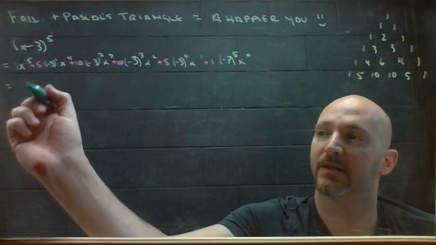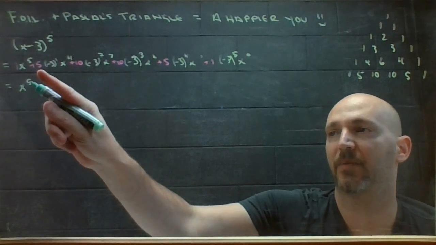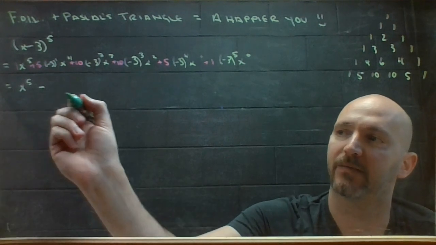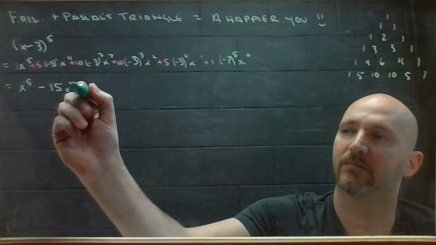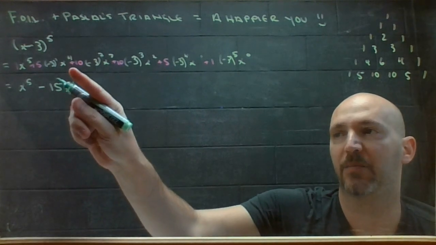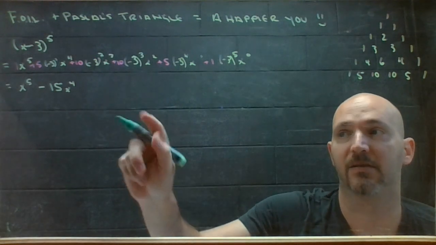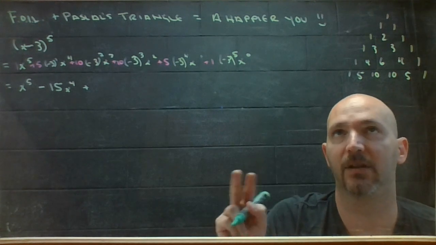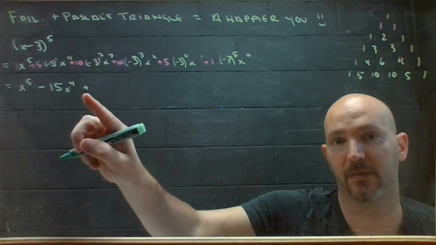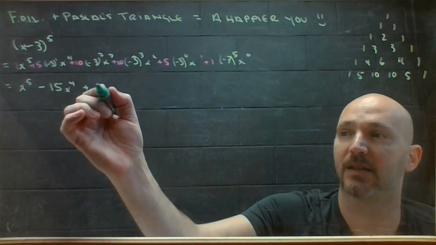So 1x to the 5 is x to the 5. I have a positive times a negative, that will be a negative answer, and 5 times 3 is 15. Next, I have a positive times a negative squared, because it's a square there. So that's a positive result, right? Any even number of negatives gives you a positive. 3 squared is 9, 9 times 10 is 90.